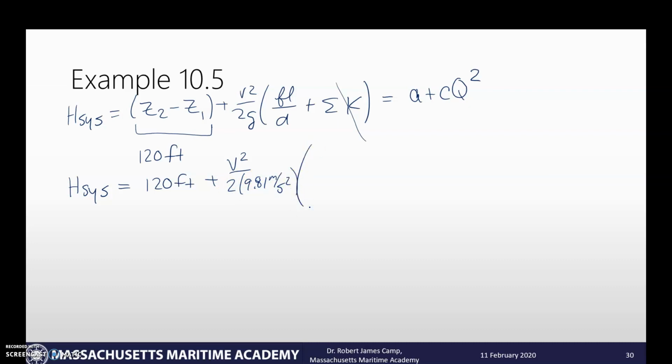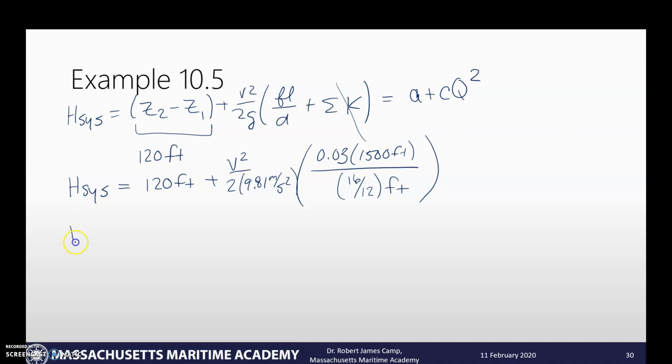And then we have FL over D. So F is given to us in the problem as 0.03, 1,500 feet of pipe length divided by 16-inch pipe. I'll just divide that by 12 right there to put that into feet. And so we can start jamming all of that together. But one other thing I want to do is change V, because I do want to get it into the form of Q.